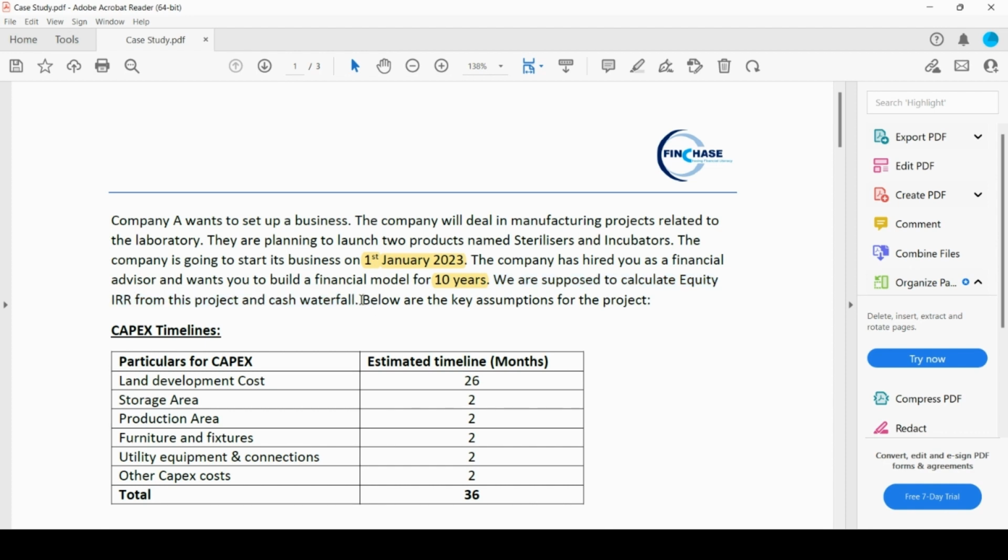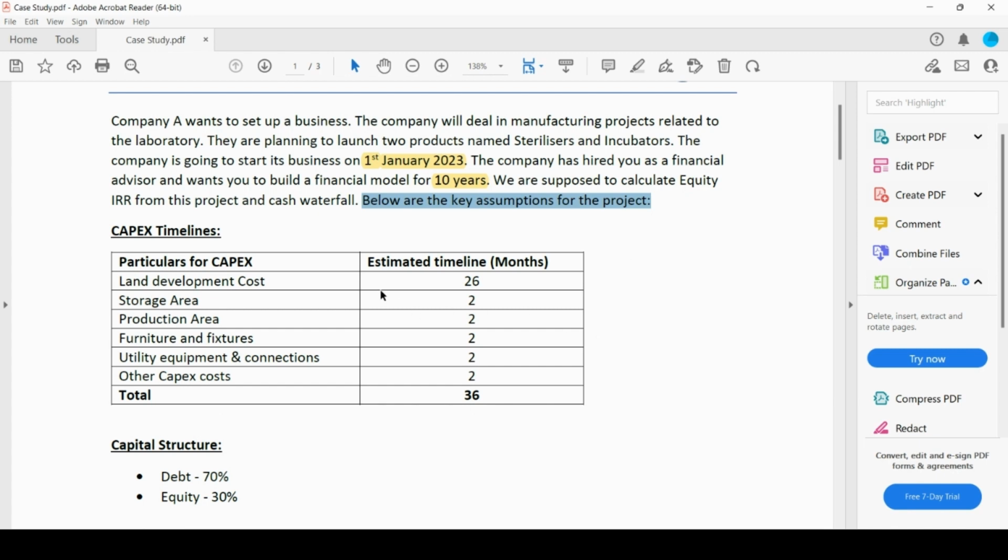Now, what are the key assumptions for the project, right? Whenever you are doing any case study, the first thing that you should always look out for is when the business is going to get started. So in a project financial model, the first most important thing is when the business is going to get started, which means from when the company is going to start its construction, what is the commencement date, right? So in this particular case study, my commencement date is 1st January 2023.